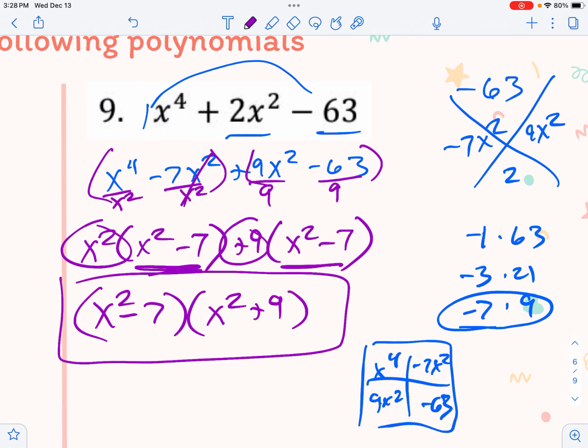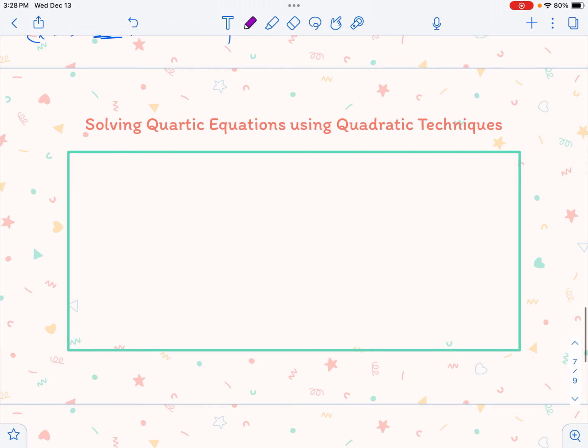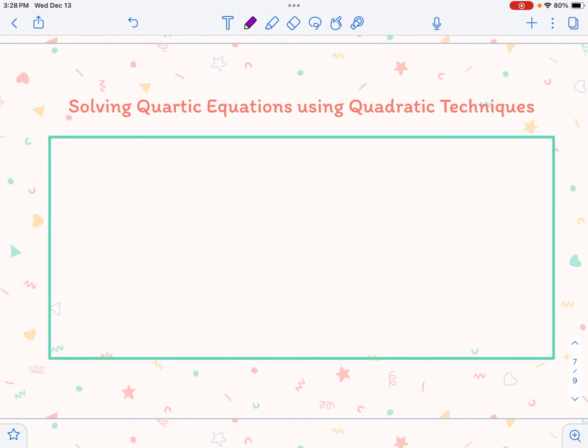Can't go any further than that, and that happens once in a while. Okay. Solving quadratics using quadratic techniques. Well, that's kind of what we just did, but now we're going to solve them.